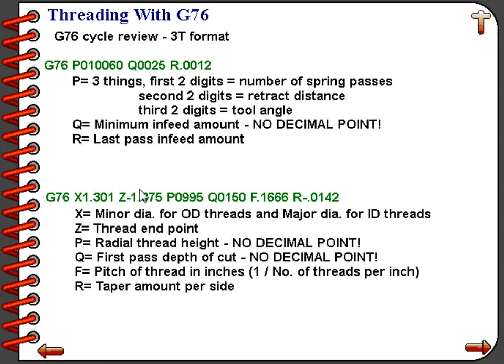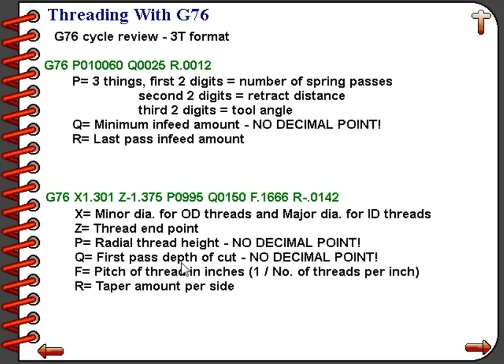The second line of G76, the X word equals the minor diameter for OD threads and the major diameter for ID threads. The Z word is the thread endpoint. The P word is going to specify the radial thread height. We calculated that by taking the major diameter minus the minor diameter and dividing by 2. Notice there is no decimal point for the P word.